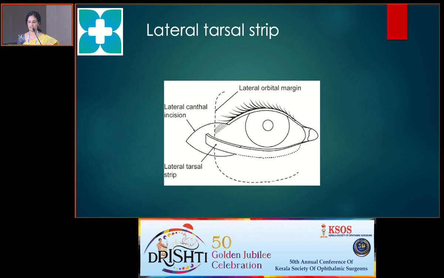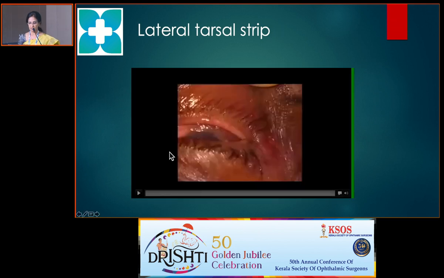Then comes lateral tarsal strip. My previous speaker has already described it in detail. What we do is tighten the lateral canthal tendon and also correct the horizontal lid laxity. A lateral canthotomy is done, inferior cantholysis is done, and a tarsal strip is fashioned and attached to the periorbital, lateral orbital rim. And this is the video.